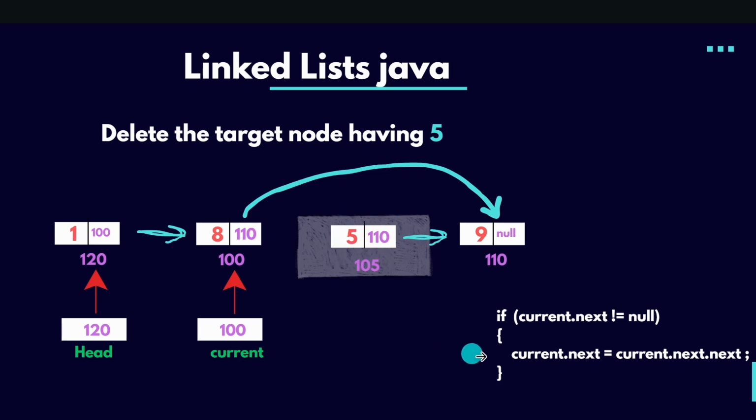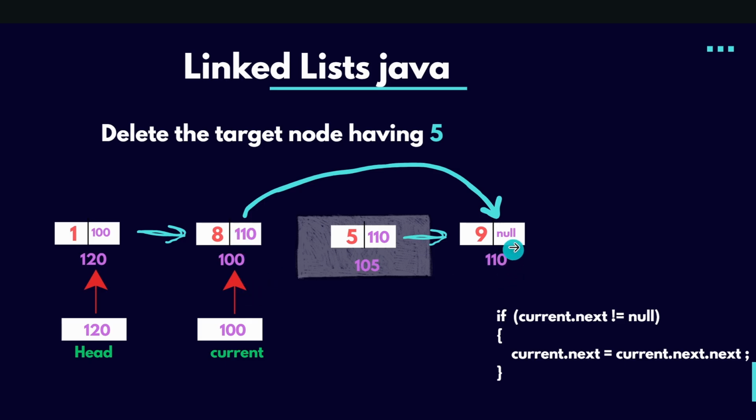If that's the case, what you are going to do is take current.next.next, here 110, and keep it here. So this is current, we are pointing, this is current.next, and this value we are assigning to current.next. I hope this makes some sense.